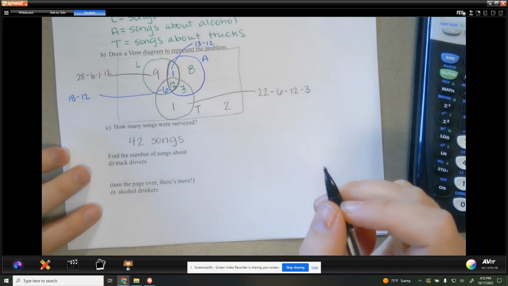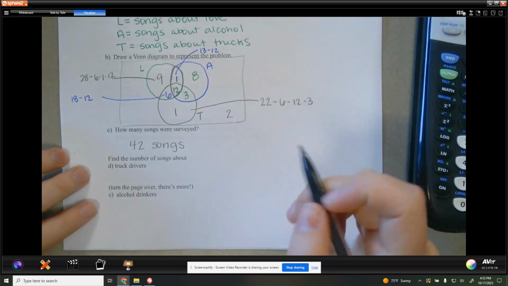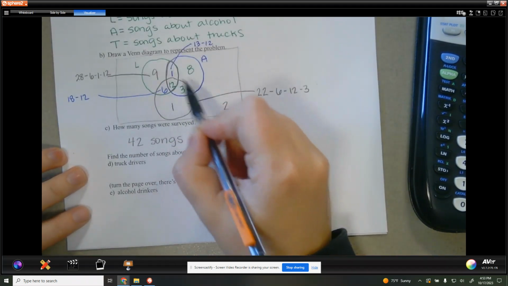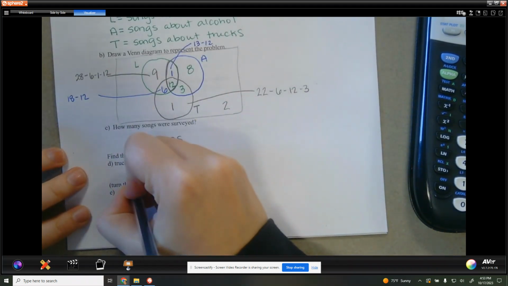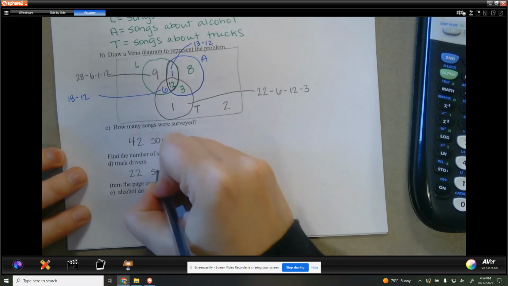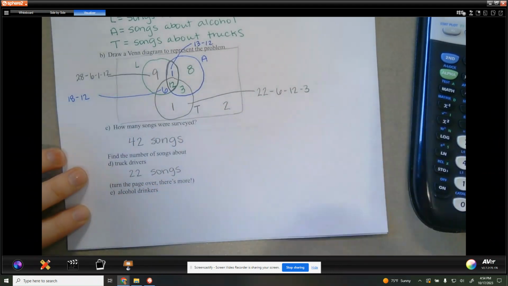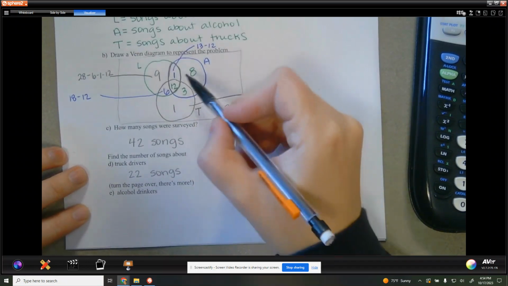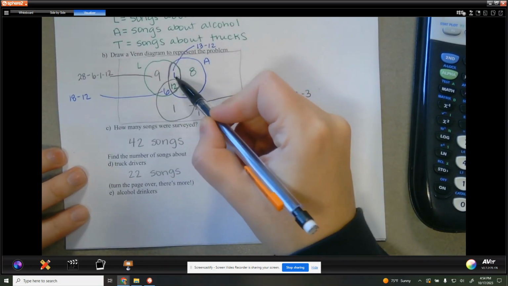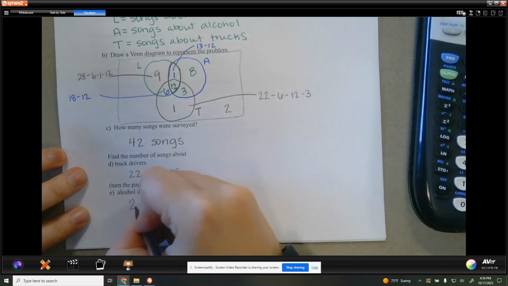So find the number of songs about truck drivers. Well, that was given in our information. It's the total in your truck circle. And so that was 22. Total number about alcohol drinkers, we would have 8 plus 12 is 20, 21, 24.